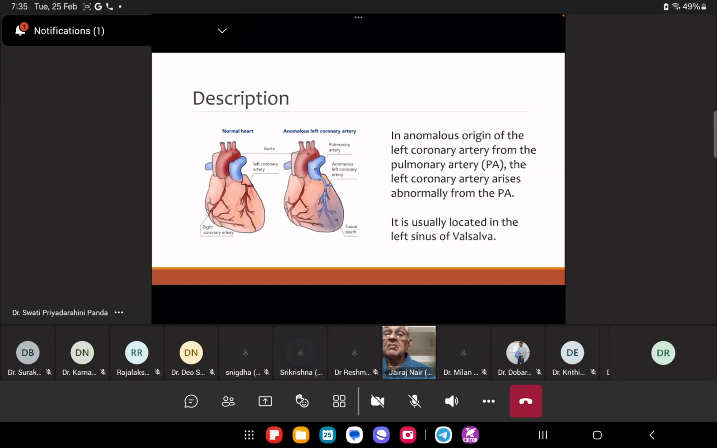Usually, coronary arteries originate from the aorta. In anomalous origin of the left coronary artery from the pulmonary artery, this left coronary artery arises from the left sinus of Valsalva of the pulmonary artery.